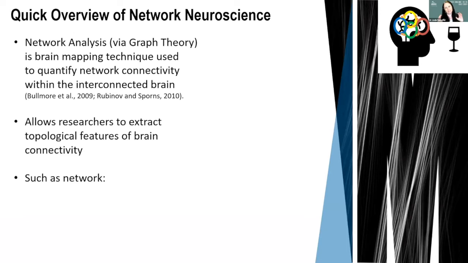So just as a very quick overview, I know I'm throwing a lot of concepts out there. What is a network? The network analysis is a brain mapping technique which is used to quantify network connectivity within the interconnected brain. Using this analysis approach via graph theory, researchers are able to actually extract topological features of brain connectivity.